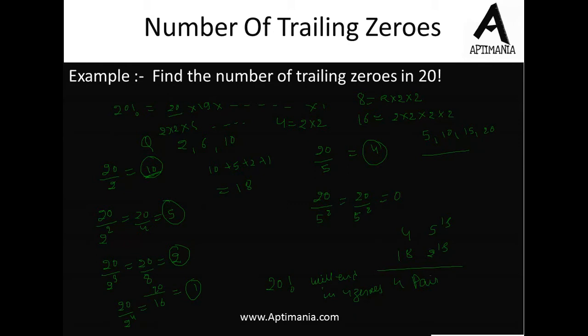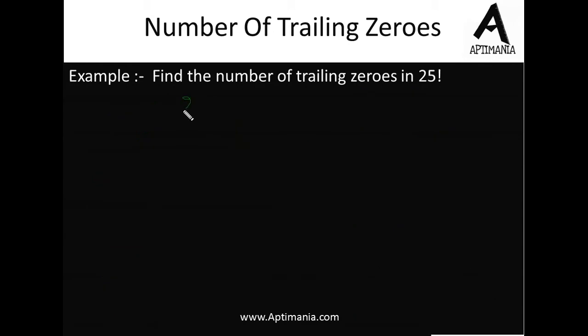Now going to the next example. In 25 factorial, we will not check for the number of 2s. We will check for the number of 5s only. On dividing 25 by 5, we will get 5, so the quotient is 5. So there are 5 numbers, which are 5, 10, 15, 20 and 25, which have a 5 in them, right? Now we will divide 25 by 5 squared. This will give us the number of numbers having more than one 5, that is 2 5s in them. The quotient is 1, 25 divided by 25 is 1, right?